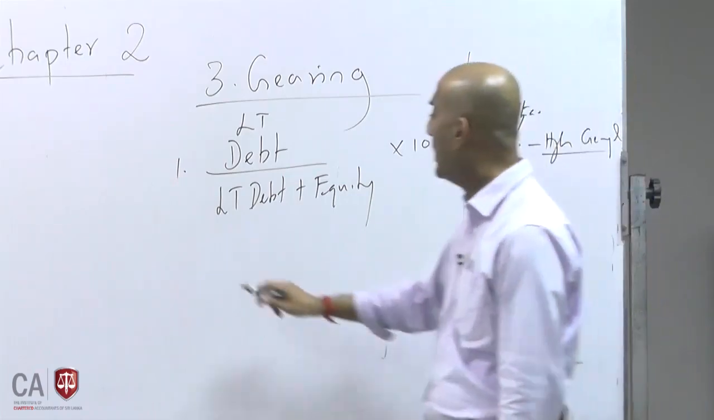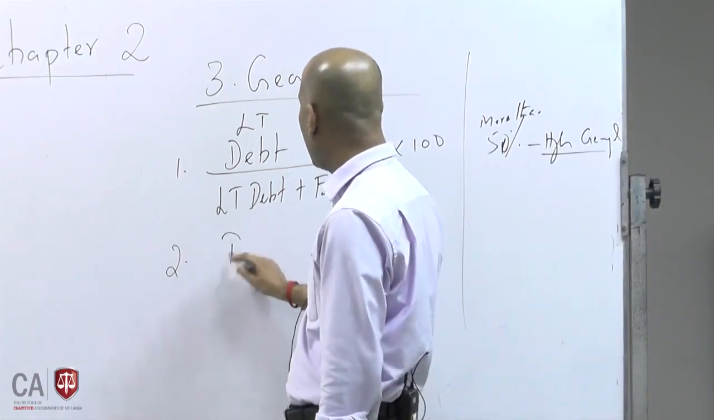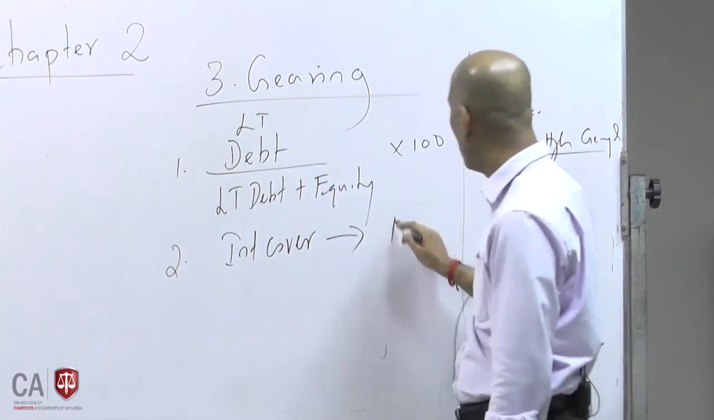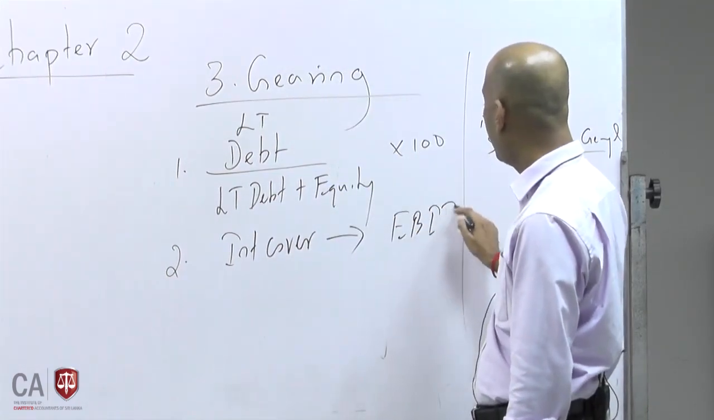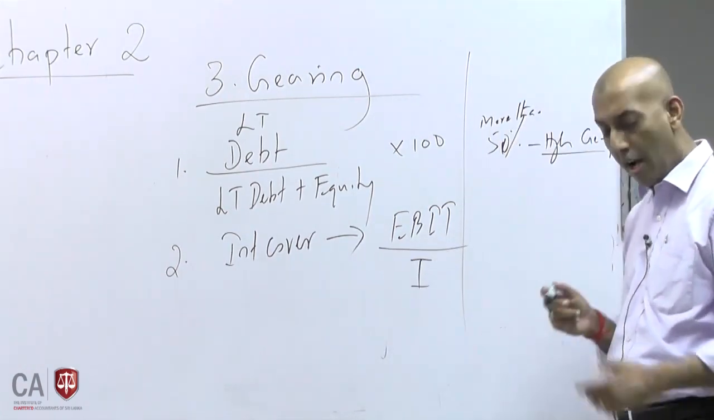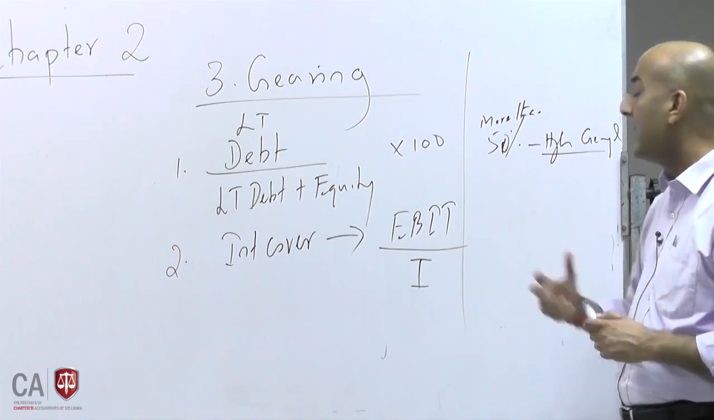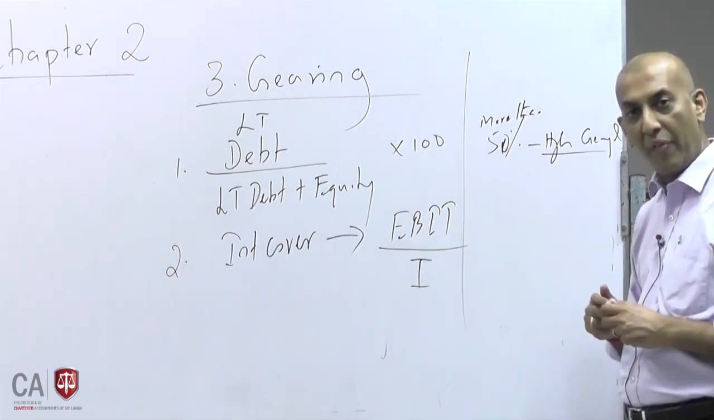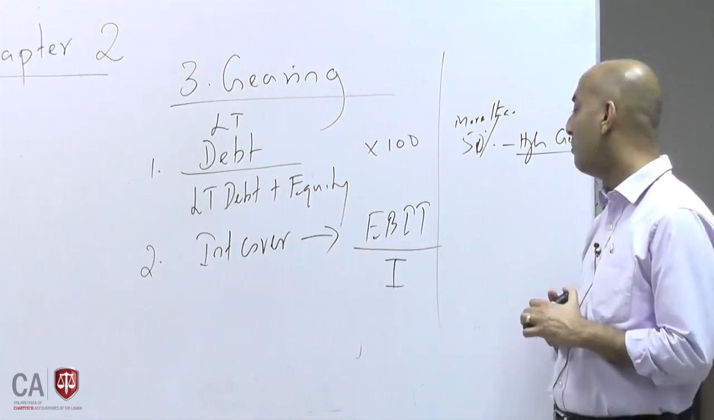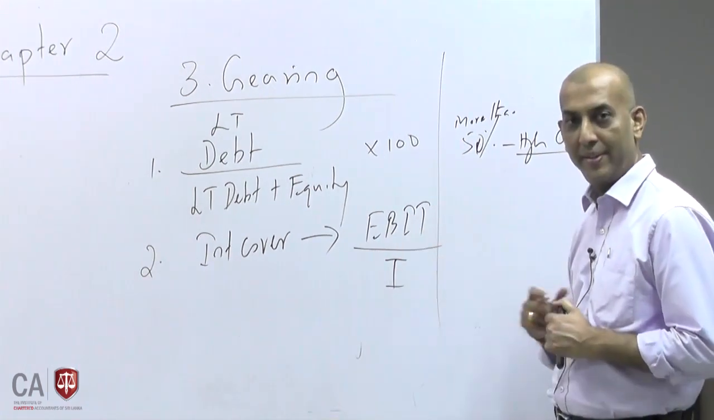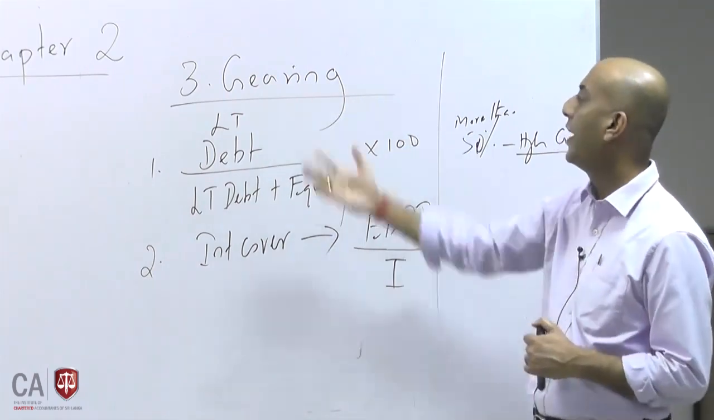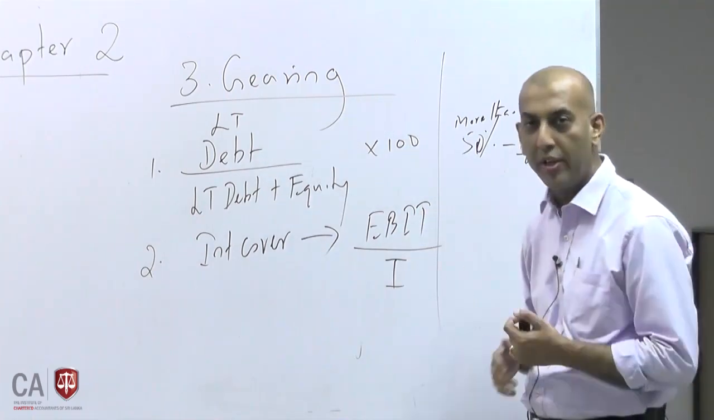So the gearing is calculated as long-term debt divided by long-term debt plus equity, that gives you the gearing ratio. At the same time you can see interest cover. This is basically your EBIT divided by interest. This shows how many times of interest you have made profit in the company. In other words, are you reasonably able to meet your interest commitment? So this will show you interest cover. This also reflects the gearing or dependence on the debt capital.